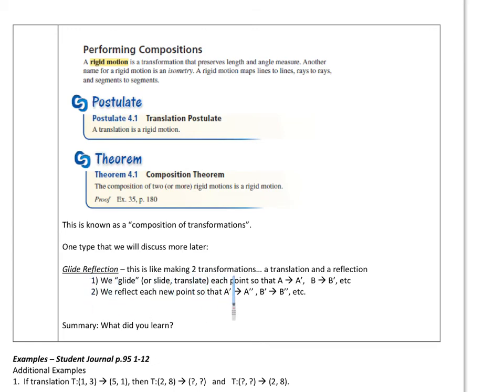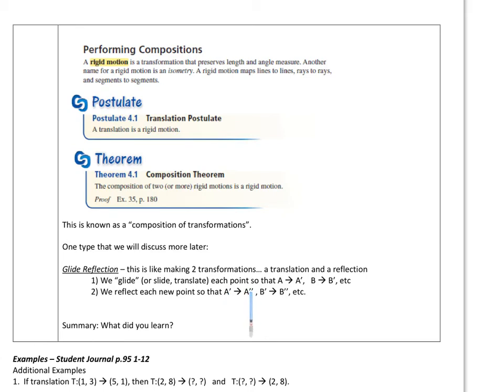This is like making two transformations. The two transformations are a translation, where we're going to slide it, we call it a glide, and then a reflection, where we're going to flip it. So we glide so that each point A maps to A prime, B to B prime, etc. Then we're going to reflect. Now I'm going to take these new points, A prime and B prime, and they're going to end up going to double prime. So that's the second transformation.